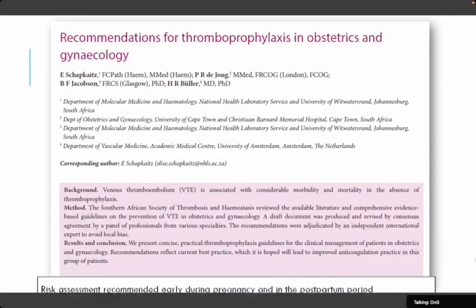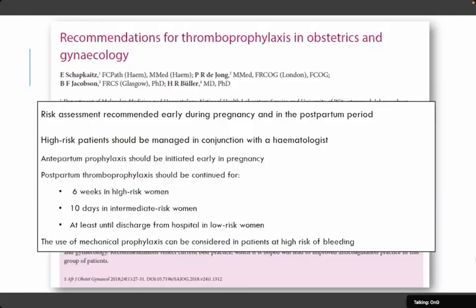And in this article, they conclude that risk assessment should begin early in pregnancy and in the postpartum period. High-risk patients should be managed in conjunction with a hematologist, and antepartum prophylaxis should be initiated as early as possible in pregnancy. They also advise the same duration of thromboprophylaxis as the RCOG does. And they also say the use of mechanical prophylaxis can also be considered in patients at high risk of bleeding.